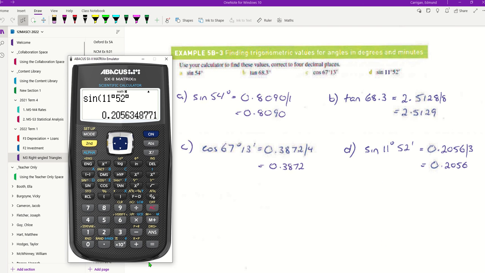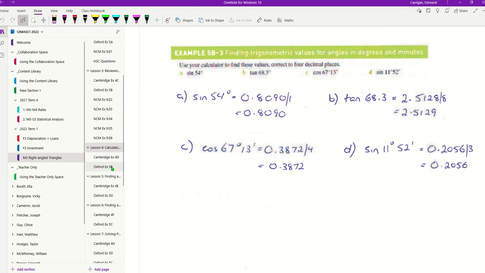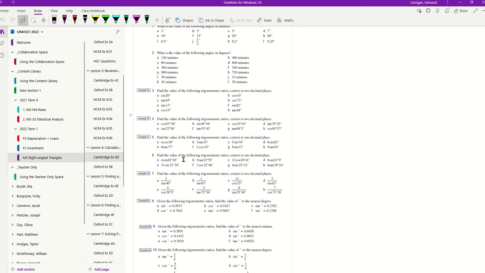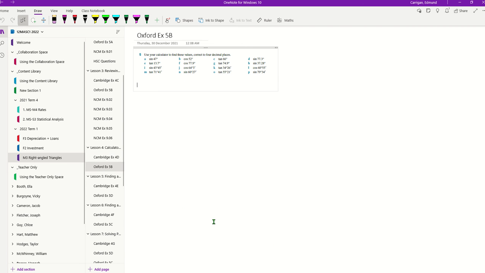0.20563. Okay, so now have a go at those exercises in your OneNote under Cambridge and under Oxford. You shouldn't have too many problems with them hopefully today.